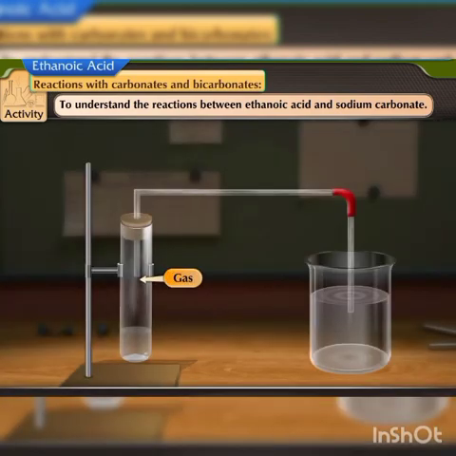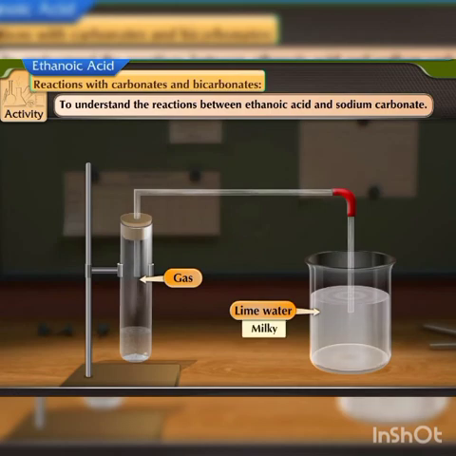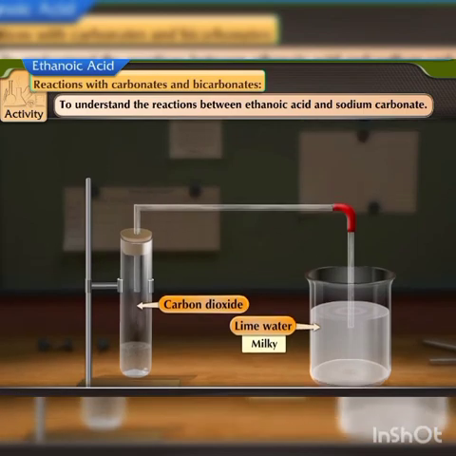Now, fix a bent tube and allow the gas to react with lime water. The lime water turns milky. This shows that the gas evolved was carbon dioxide. Let us see the reaction.